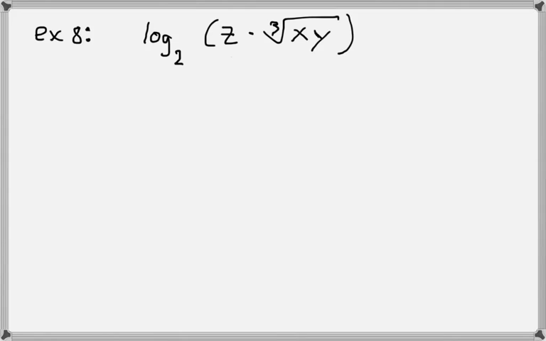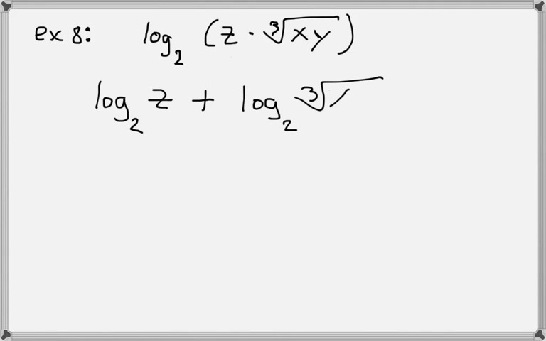One last example here. Looking at this one, it looks a little complicated, but it's really not that different from what we've been doing. The first thing we notice, we have two things multiplied together, so we can use our product property to write that as two separate logs. So we have the log base 2 of z plus the log base 2 of a cube root of xy.